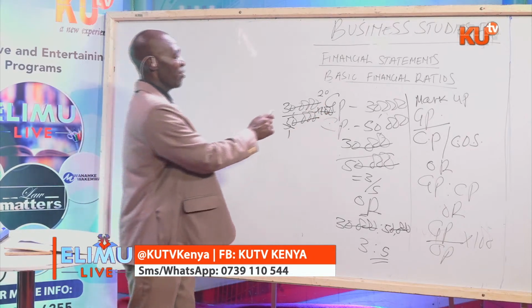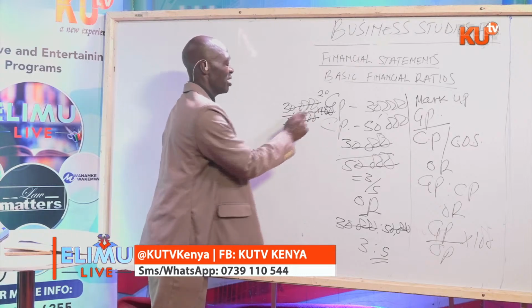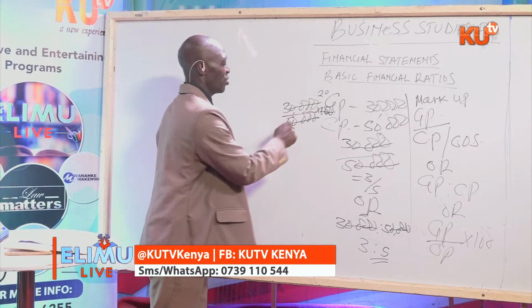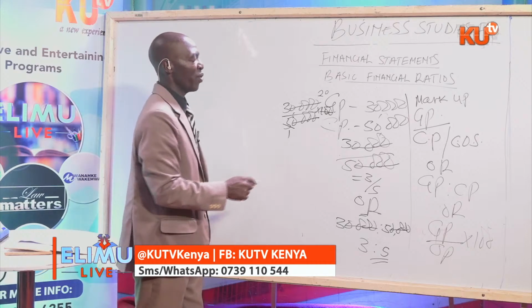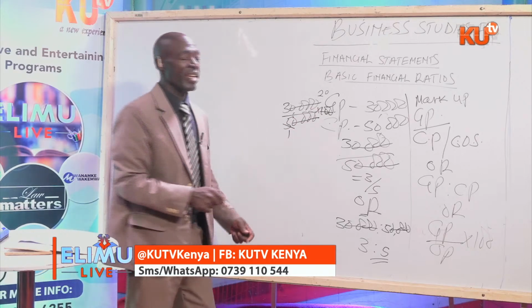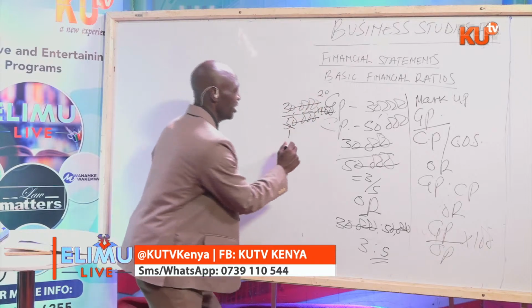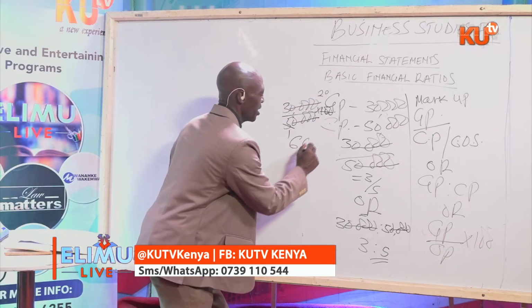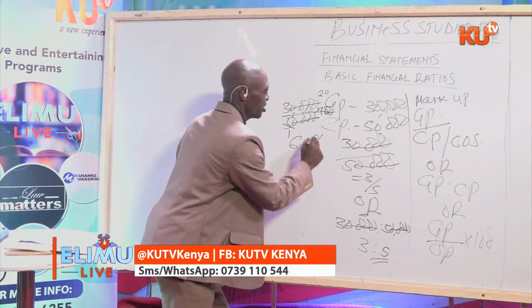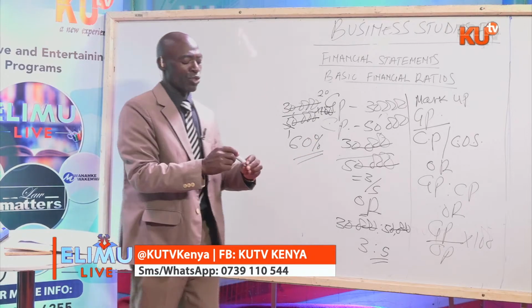So we have cancelled the zeros. We are left with 5, cancelling 5 once. 5 cancels 100 twenty times. So in this case, 20 times 3, this is the markup here in form of percentage is 60%.